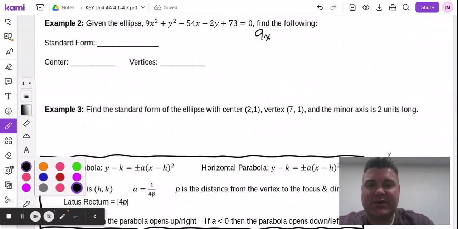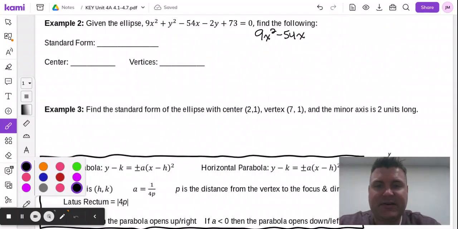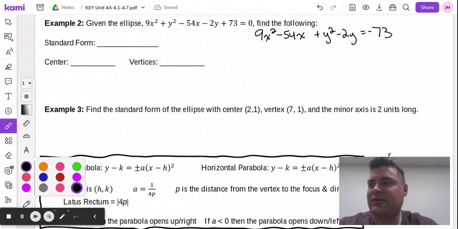So I'm going to get 9x squared minus 54x. That's all the x's I have on the left-hand side. Organize all my y's now, plus y squared minus 2y. And I'll throw everything else on the other side. So mine equals -73. So I'm going to throw that 73 there on the other side. So I have my variables on one side, everything else on the other. And I'm going to complete the square 2 times in this line.